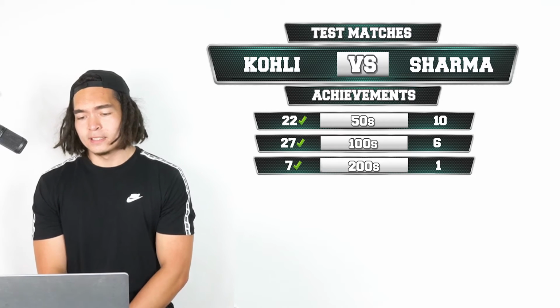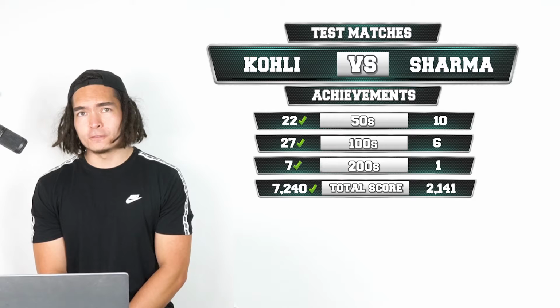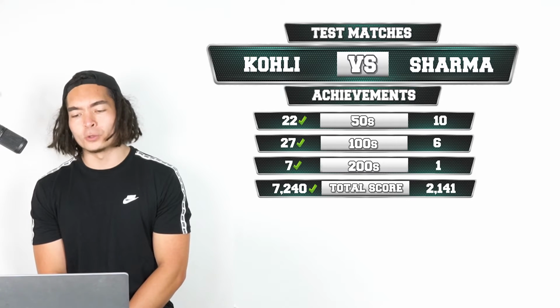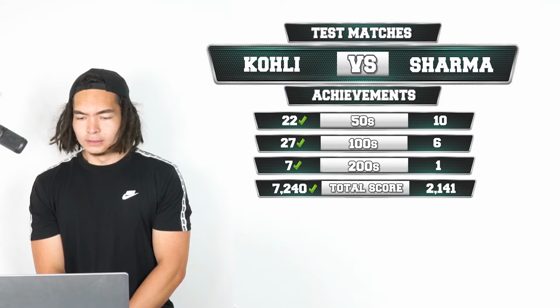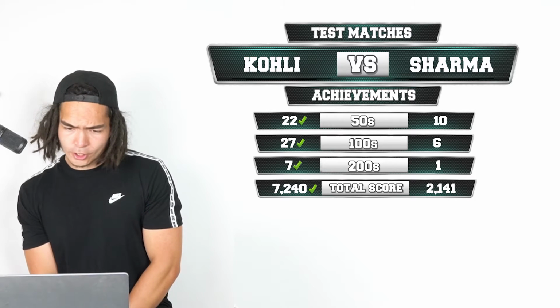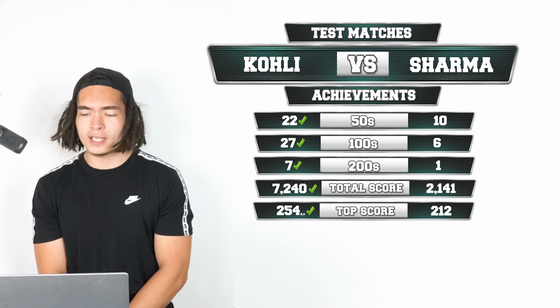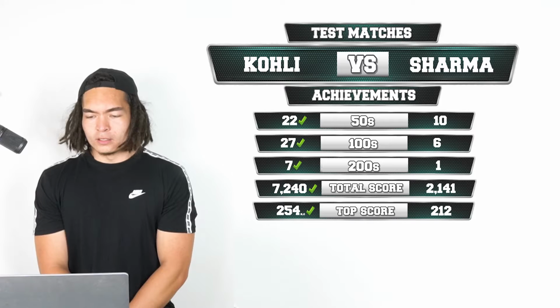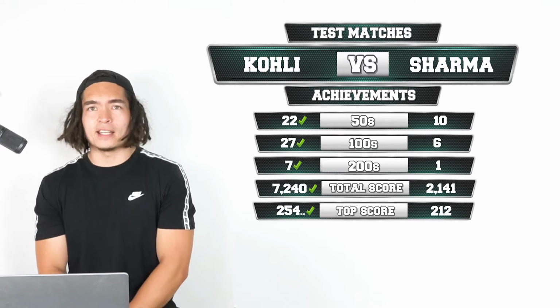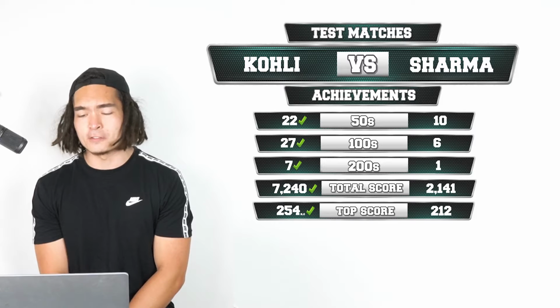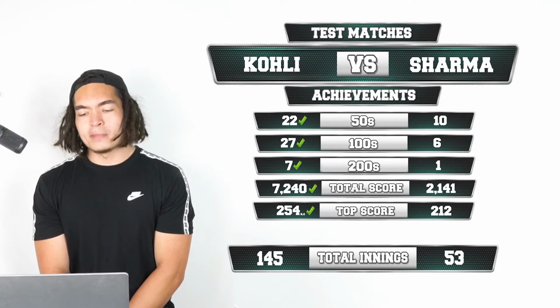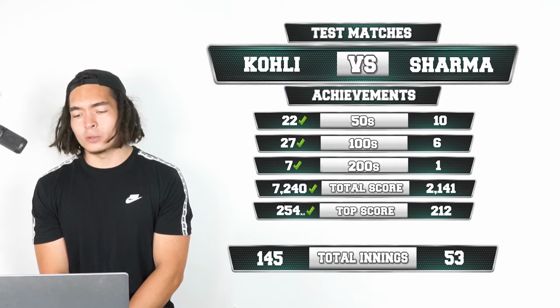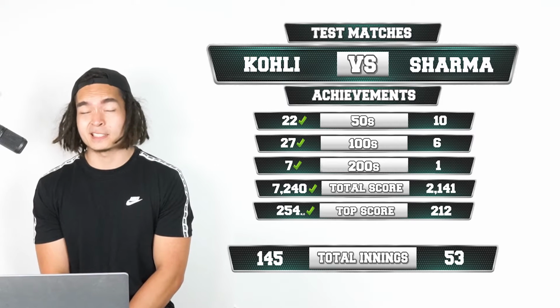Total runs, 7,240 to Virat and 2,141 to Rohit Sharma. Top scores, this is a lot closer. Kohli, 254 not out, and Rohit, 212. Now, we need to consider context here, and that these two players have played a different amount of innings. For Virat Kohli, that amount is 145, and for Rohit, that is 53. So let's consider that. But now let's check out the average performance now, not just achievements.